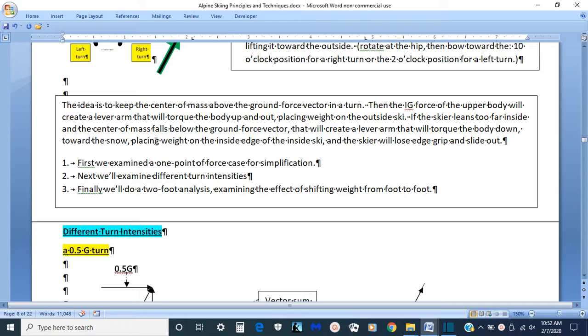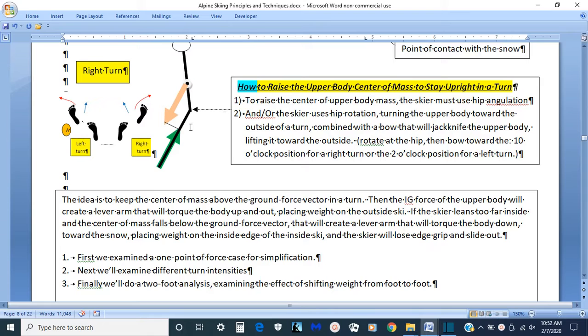Now the idea is to keep the center of mass above the ground force vector. You always want to get it above this vector. Here's the ground force vector, and you want the center of mass up there. Then the inertia and gravity force of the upper body will create a lever arm that will torque the body up and out, placing weight on the outside ski.